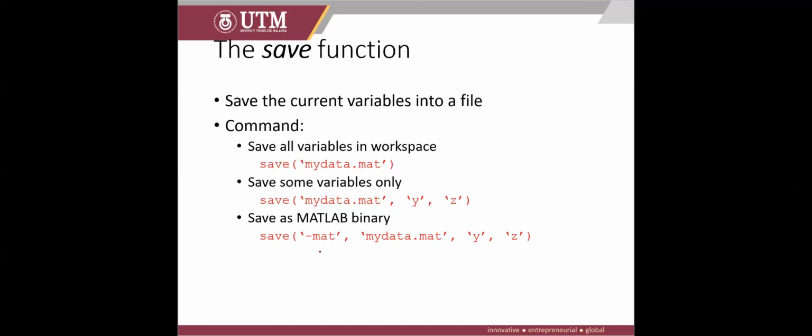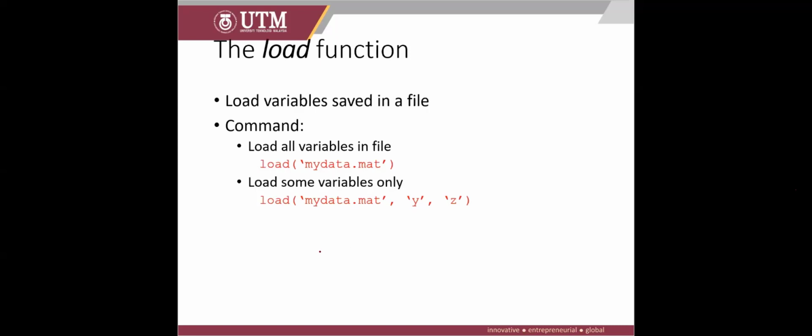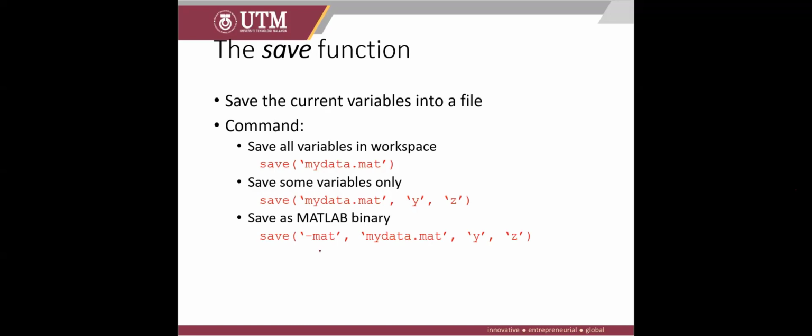Okay, now I'm going to show you the save and load function. This is a basic function that you can use to save the variables to a file. Okay, you can save the variables and then you can give the file to someone else, and then they can open the file using either MATLAB or Octave to get the data back. Okay, let's see how this works.